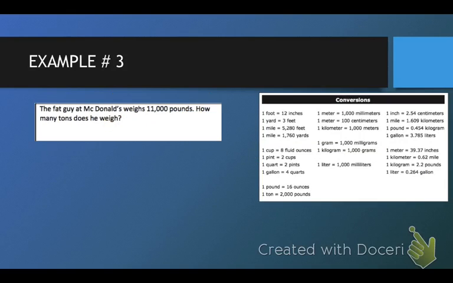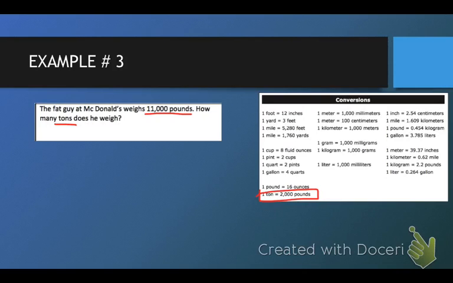Moving on to number 3. This one says the fat guy, yes, the fat guy at McDonald's weighs 11,000 pounds. How many tons does he weigh? And tons is a unit of measurement. So we need to find pounds and tons. So let's go over to our conversion chart and find pounds and tons. And actually, this one here is 1 ton equals 2,000 pounds. Hey, guess what? That's the one we're going to use. Now, I know it's not in the exact same order, but we can still use it. Okay, 1 ton equals 2,000 pounds.